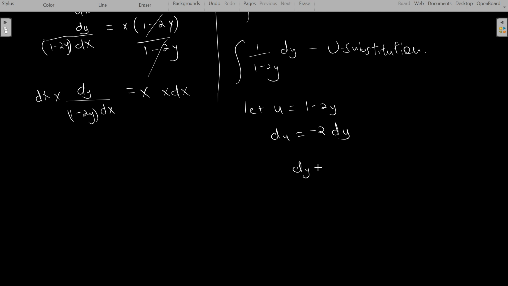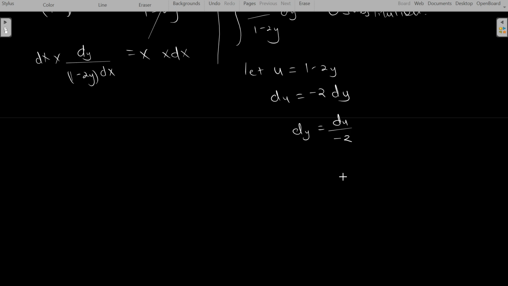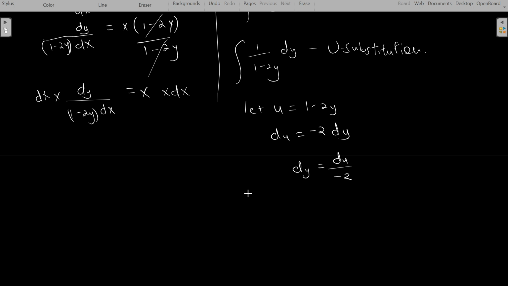Then what's our dy alone? dy alone equals du upon negative 2. So substitute this back inside the integral. It's the integral of 1/u multiplied by du/(negative 2). I'll take negative a half outside, so I'll remain with the integral of 1/u. Now what's the integral of 1/u? It's simply ln of the absolute value of u. Then I'll multiply that by negative a half.